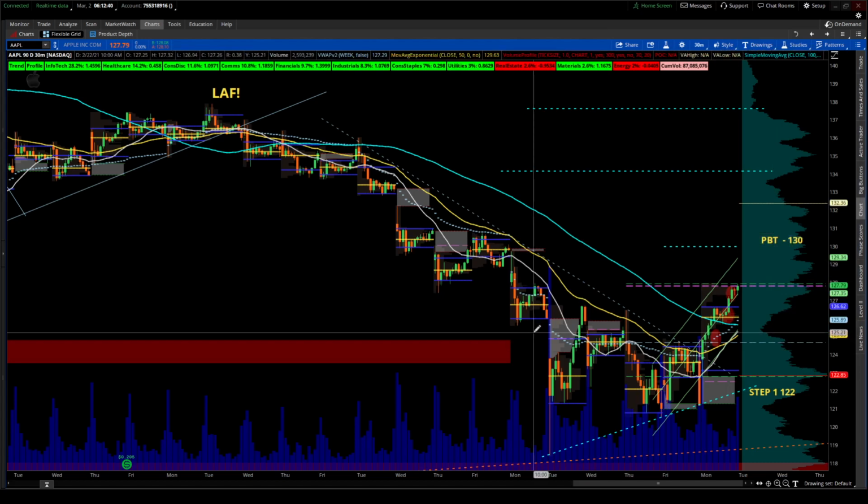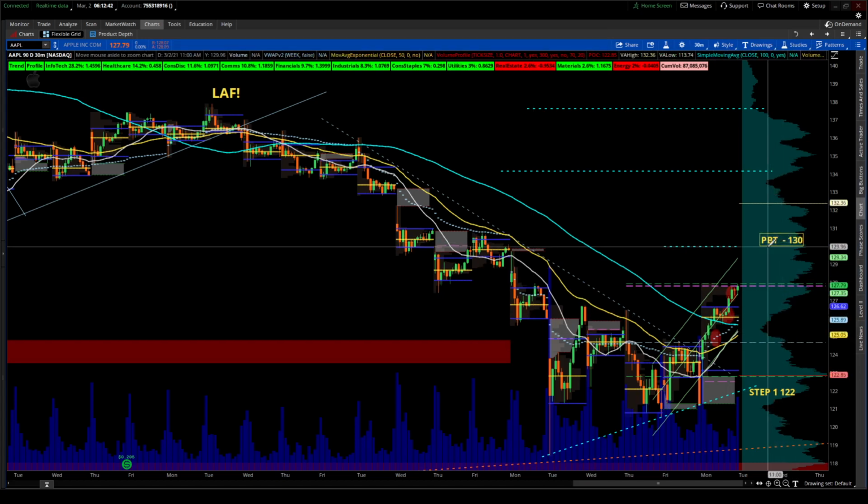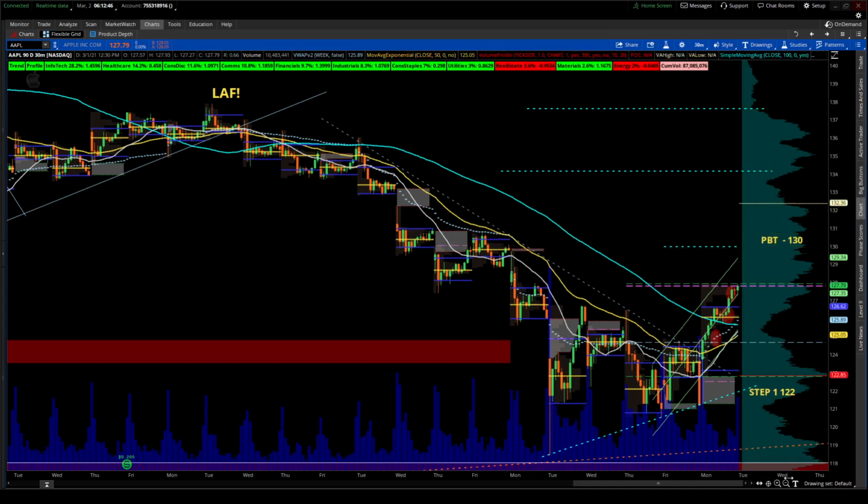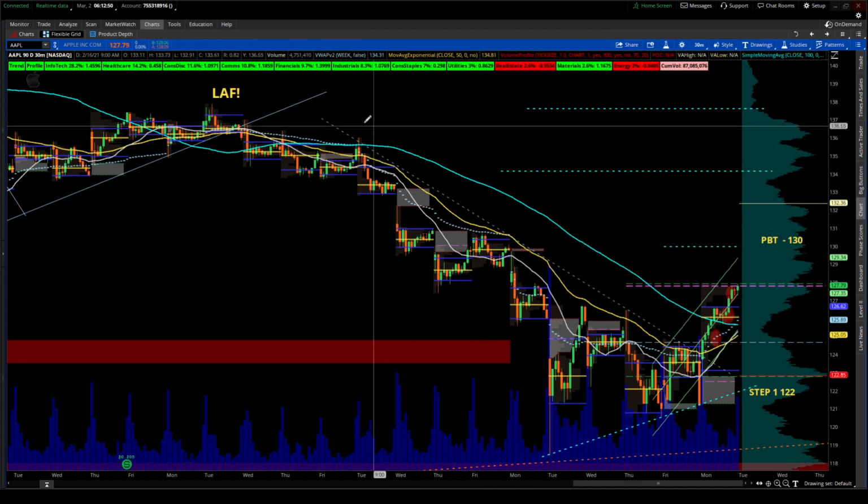Just for the price action for this week, guys. These targets are weekly, so that I can help you trade the weeklies and what have you. So that's what it's looking like for Apple. Hopefully, it makes sense to you guys.